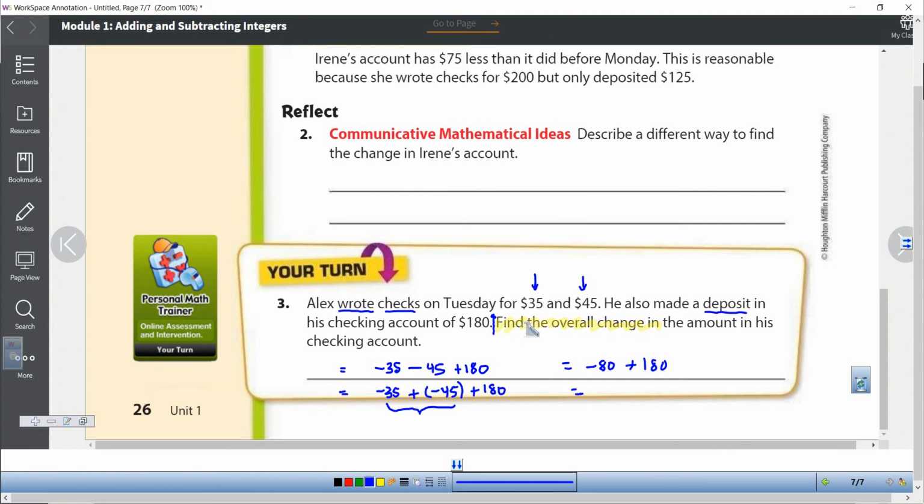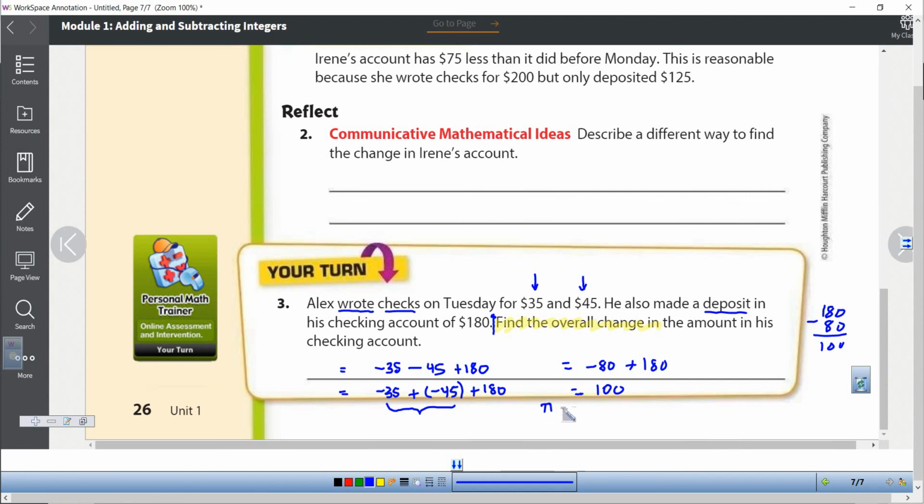And then I ask myself, okay, what do I have more of? Do I have more positives or more negatives? The answer is I have more positives. And then how many more positives do I have? Well, the math is really easy on this one. 180 minus 80 is 100. So remember, the answer is not 100. It says find the overall change, and it's positive. So what does that mean? That means the amount of his money went up, right?